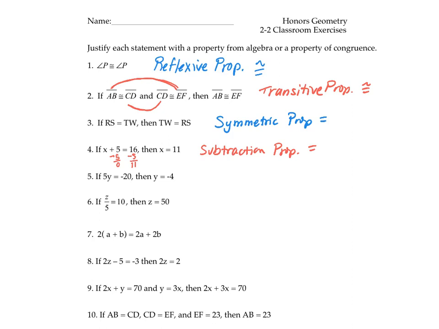And number 5, it says if 5y is equal to negative 20, then y is equal to negative 4. So solving this equation, we would divide by 5. So this is an example of the division property of equality. And number 6, we have if z divided by 5 is equal to 10, then z is equal to 50. What you would do in this case to solve it is multiply both sides of the equation by 5. So it's an example of the multiplication property of equality.